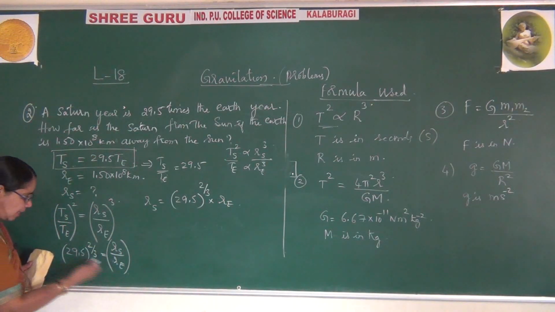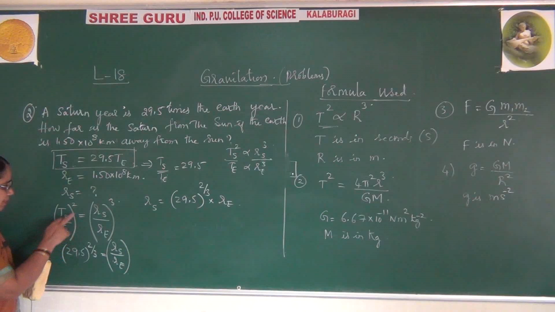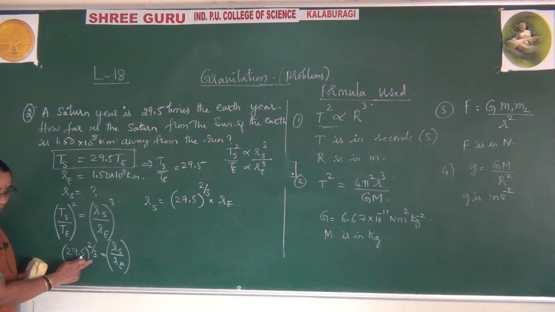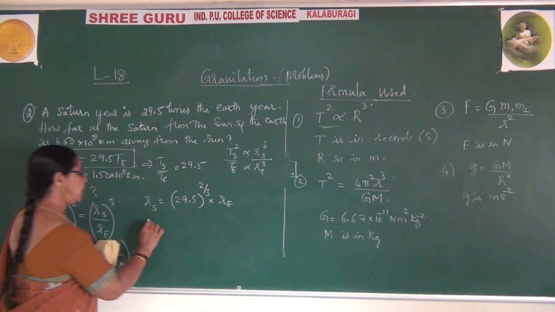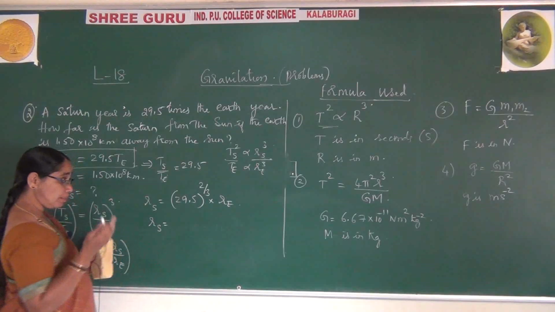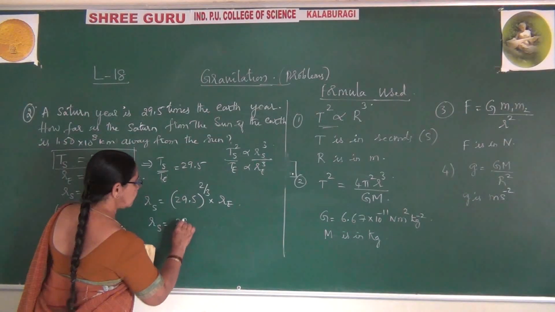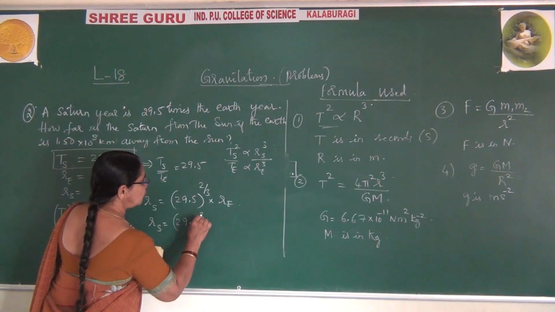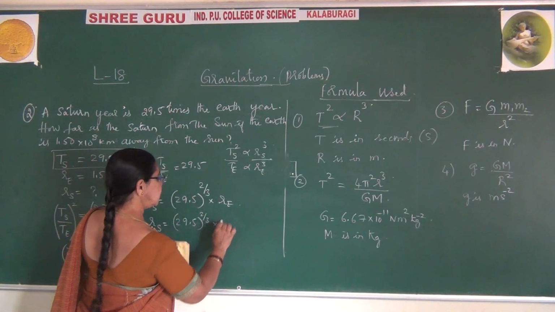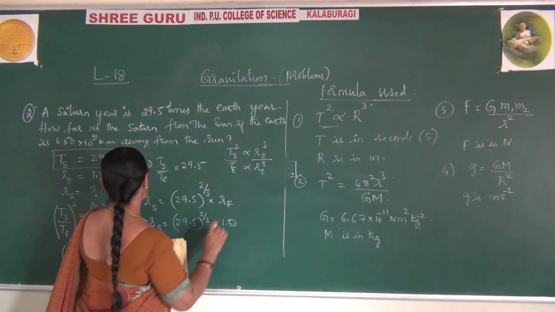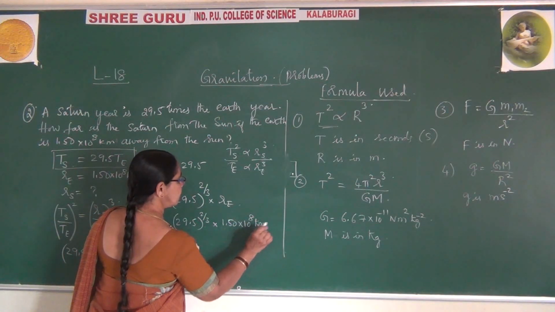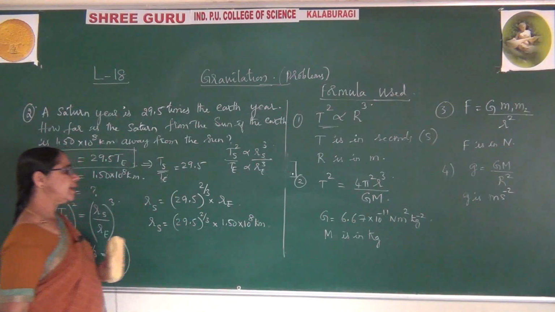Only simple cross multiplication. I have written it like this because I have to remove this cube root, so we get it like this. Okay? Right. Now this can be written as RS is equal to 29.5 to the power of 2 by 3 into RE. RE is 1.50 into 10 raised to 8 kilometer. This is what they had done, right?